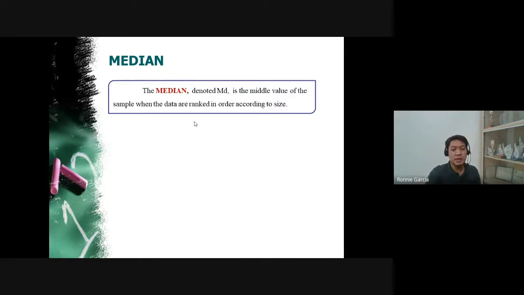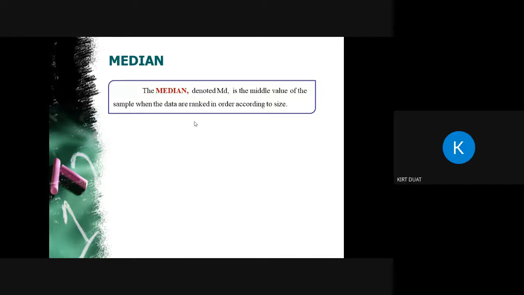So that ends the mean, the first of the three measures of central tendency. The second one is the median. Kindly read, what is median? The median, denoted MD, is the middle value of the sample when the data are ranked in order according to size. Thank you so much.